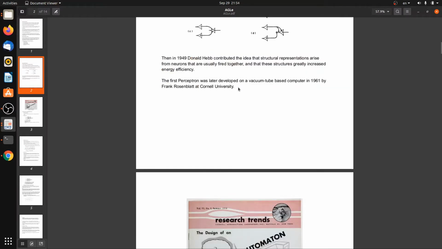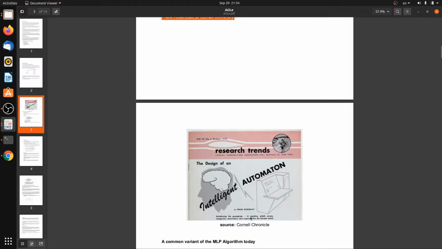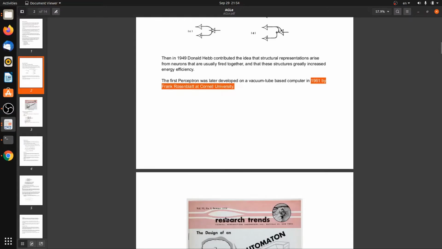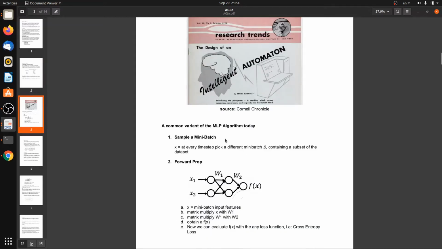Then I guess the first experiment actually on a computer was done by Frank Rosenblatt at Cornell University. And this is actually the paper that they published. I know it says 1959, but they're different. This is actually the paper, but the actual experiment was in 1961, and this was done on an IBM.